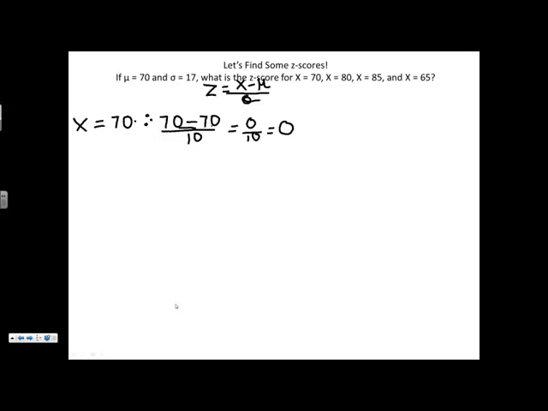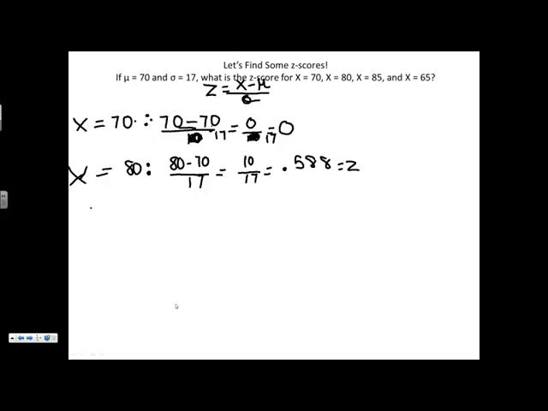Oh, I kind of messed up here. This is actually 17. But the answer remains the same. All right, next one. When x is equal to 80, now we've got 80 minus 70 divided by 17. 80 minus 70 is 10. Divide that by 17 and round to the thousandths place, and you get 0.588 for your z-score.